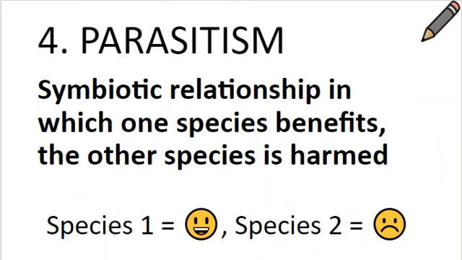Next is parasitism. Parasitism is a relationship in which one species benefits and the other one is harmed. So the parasite is the one benefiting and the host is the one being harmed. The host usually doesn't die from the relationship, so it's not a predator-prey relationship, but the host usually does get harmed or weakened in some way.